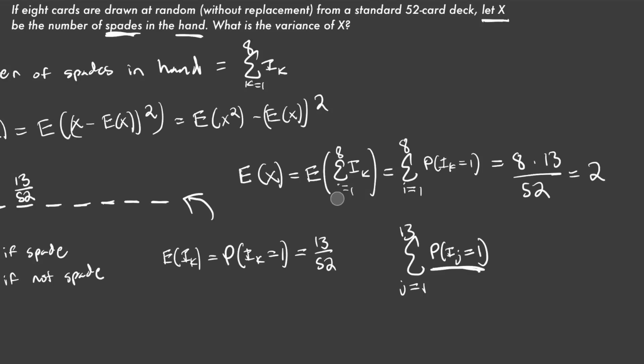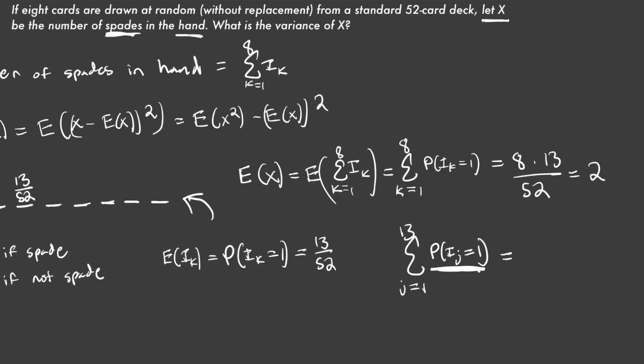And again, now I'm just realizing that this should have been a k up here, obviously. I keep on doing that. K right here. But anyways, down here, we're summing up over our 13 spades, and we're calculating the probability that each of those spades gets chosen as one of our 8 cards in a vacuum, independently.